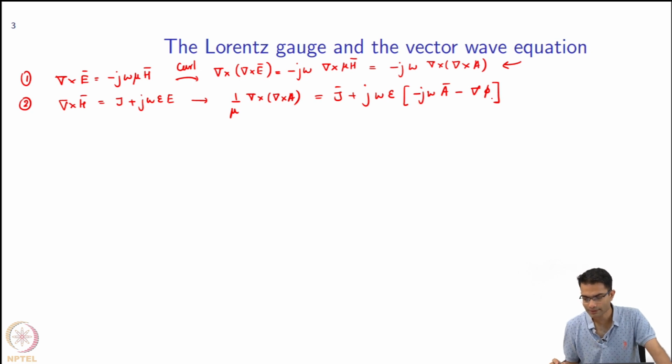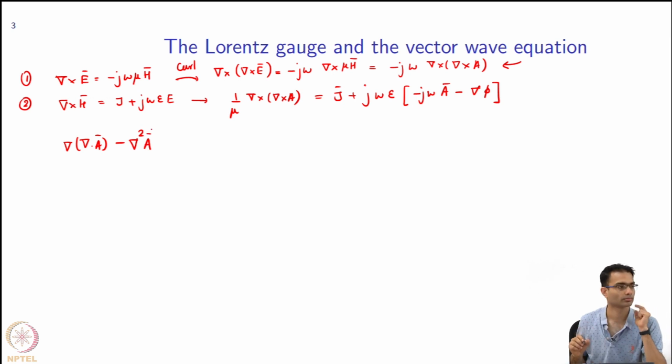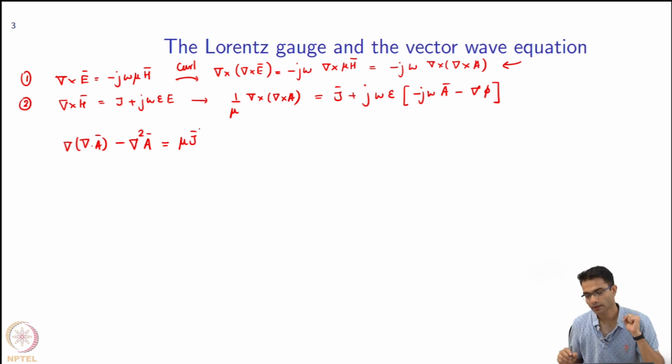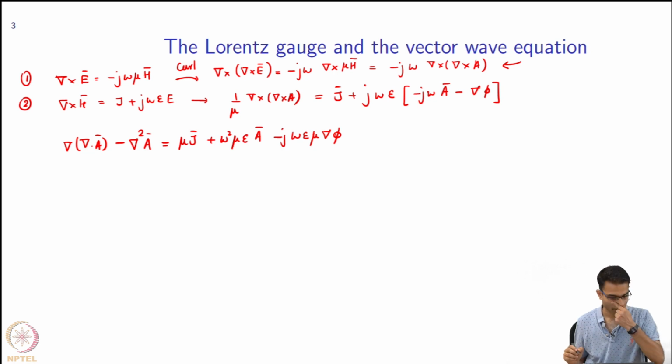Now let's just simplify this further. So here I can apply the vector calculus identity. Okay, let's take the mu on the other side. So this will become del first term. Okay, this will become mu j. Then I have, what else do I have? I can take this minus sign outside. So plus omega squared mu epsilon A. What else? Minus j omega epsilon mu grad phi. Okay.